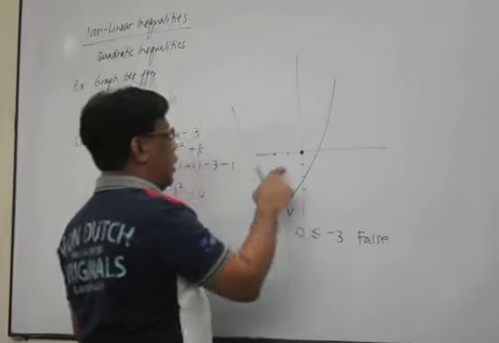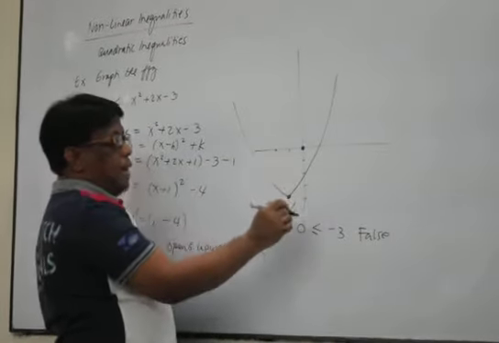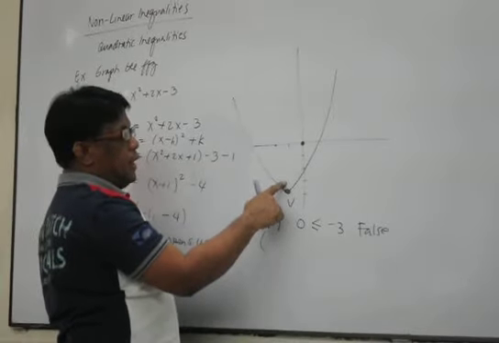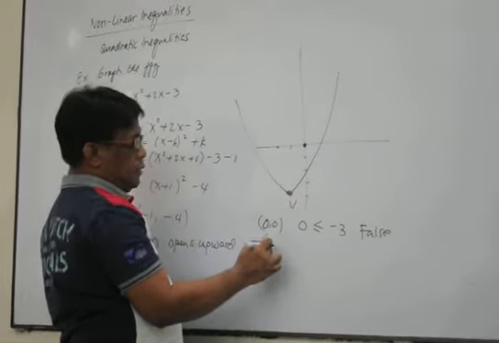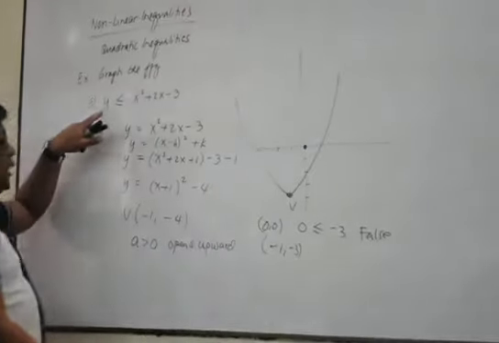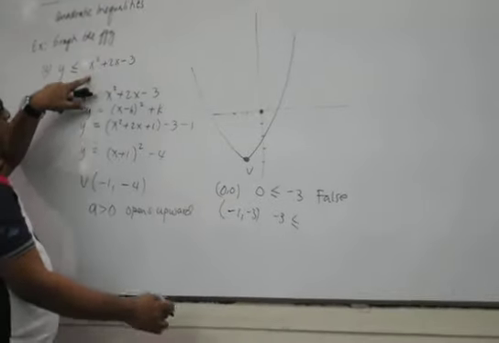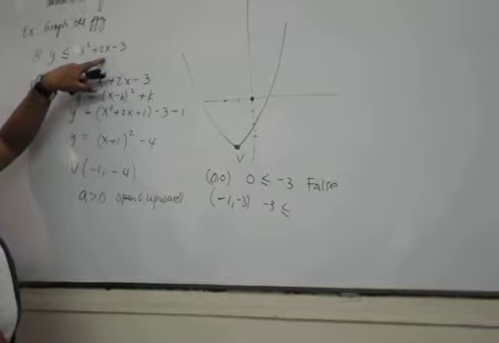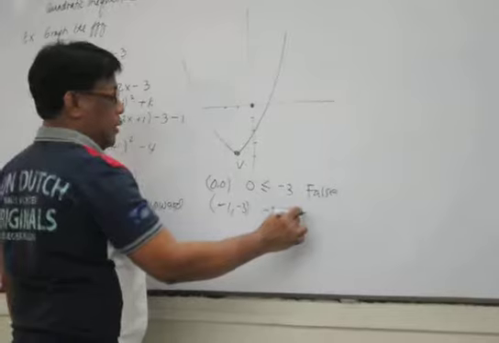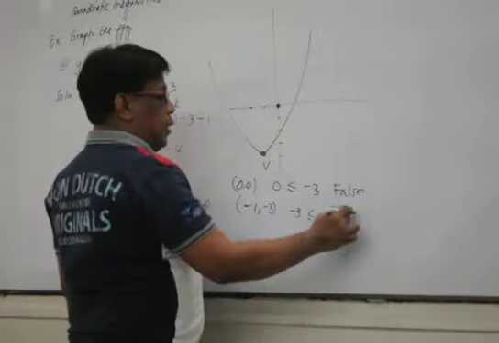Let us take one more point from inside the parabola, a value closer to the vertex. Let's say x is negative 1, and y is negative 3. Is negative 3 less than or equal to positive 1 minus 2, which is negative 1, minus 3, negative 4? Is negative 3 less than or equal to negative 4? This is again a false statement.